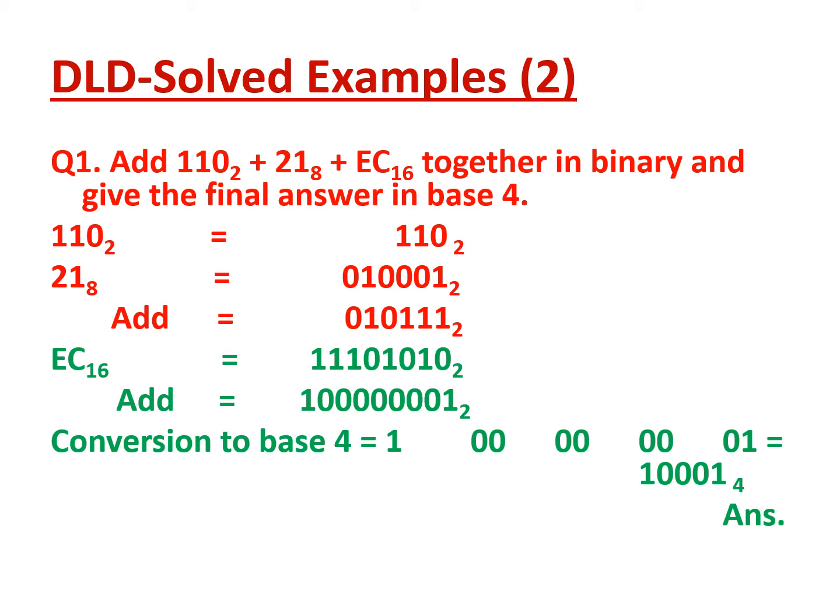So we first take the first number, 110 to the base 2. It is already in binary. Then 21 to the base 8, that is an octal number, and we have to convert it into binary. So it is 010 001 to the base 2.